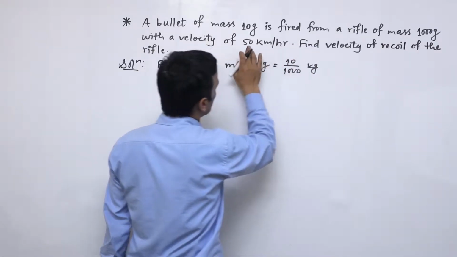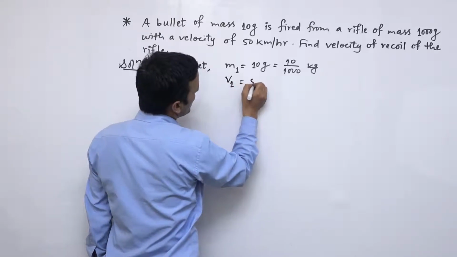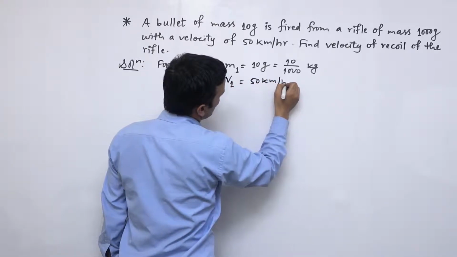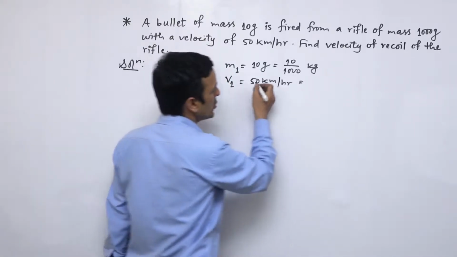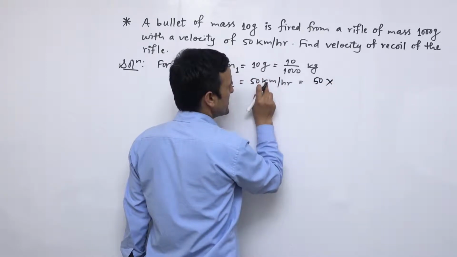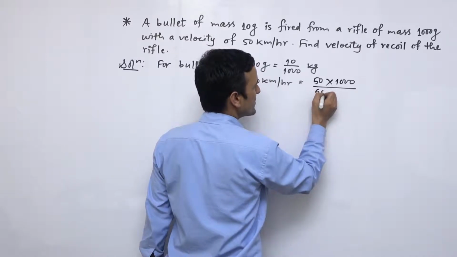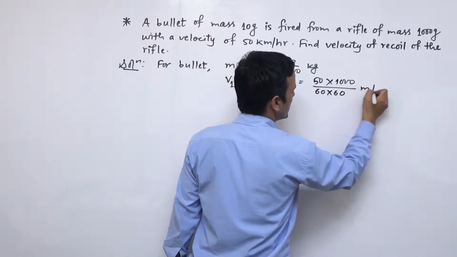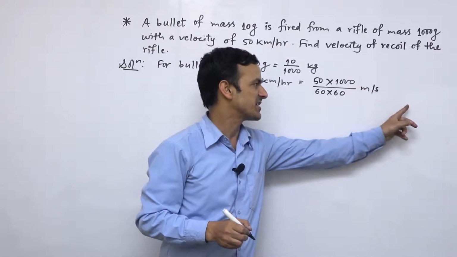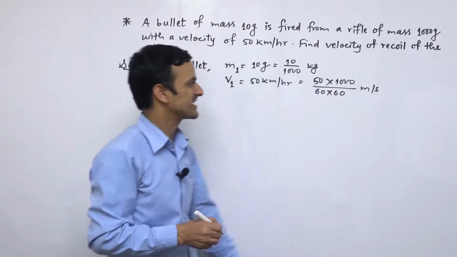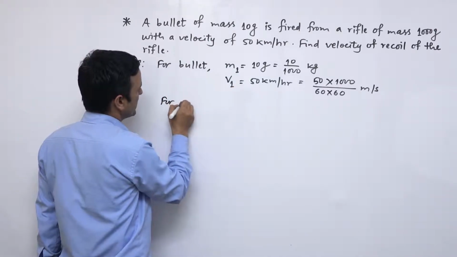And this bullet is fired from the rifle with a velocity of 50 km per hour, so this is the velocity of the bullet. Let v1 be this: v1 is equal to 50 km per hour. We have to convert it into meter per second. So 50 into 1000 to convert kilometer to meter, and for hour to second, multiply by 60 two times, since 1 hour is 60 minutes and 1 minute is 60 seconds.